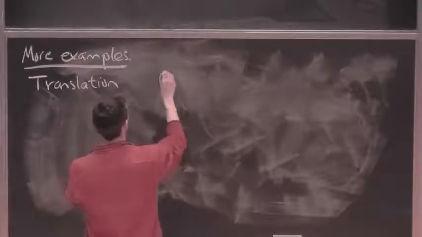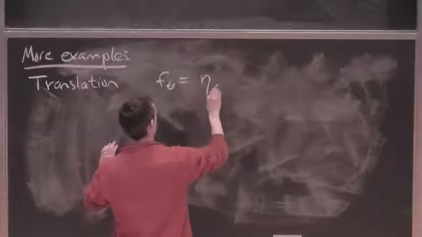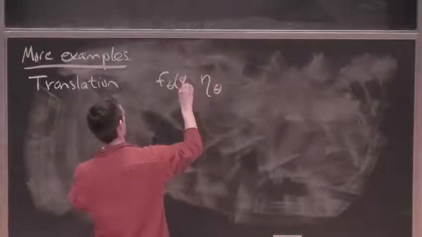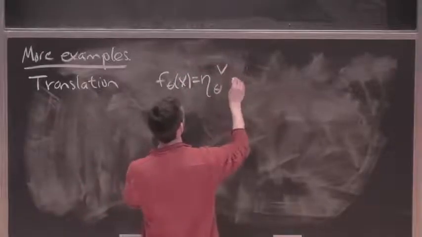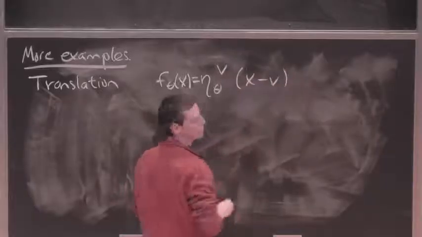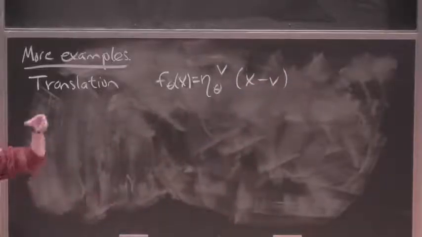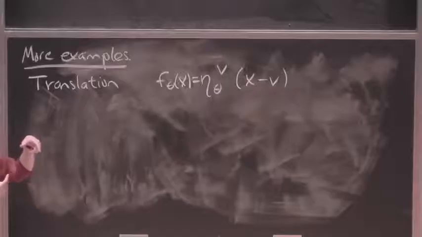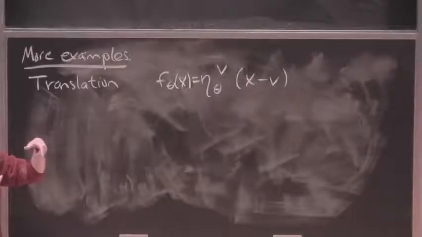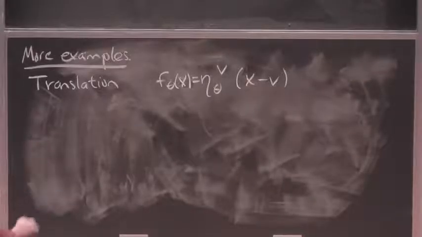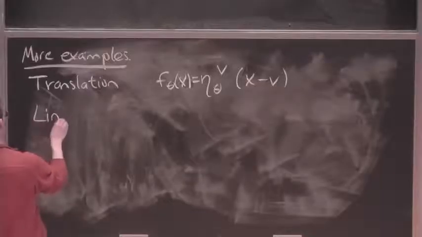I could take f theta of x to be eta theta inverse Fourier transform of x minus v for some vector v. And translating things in physical space doesn't change where their Fourier transform is supported, so that would still be admissible. And I could take a linear combination.